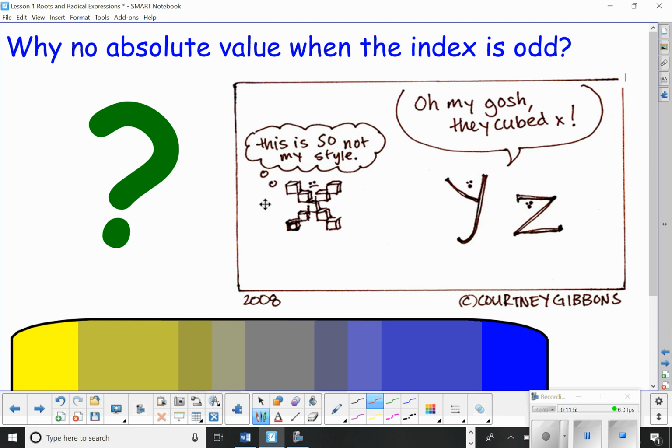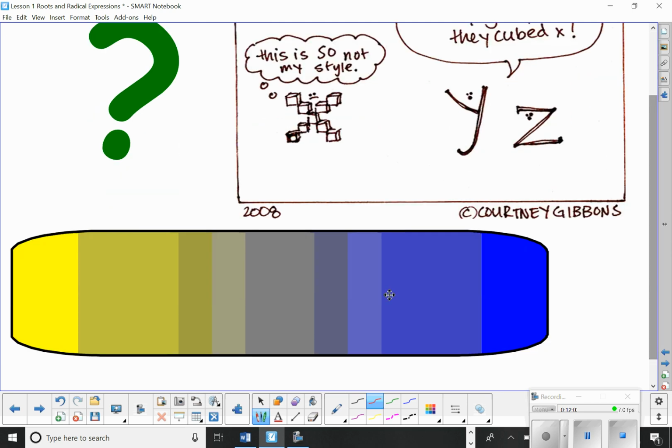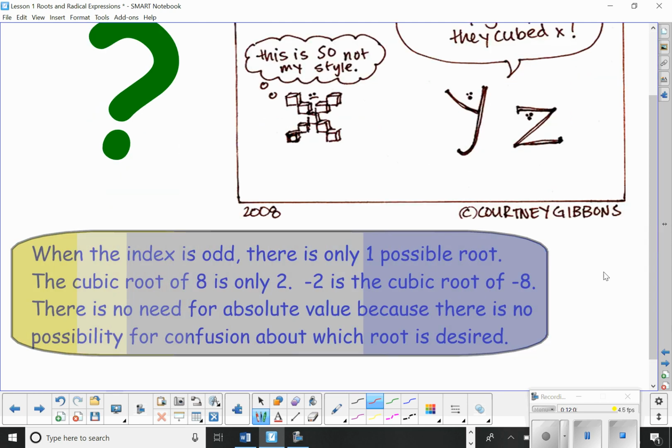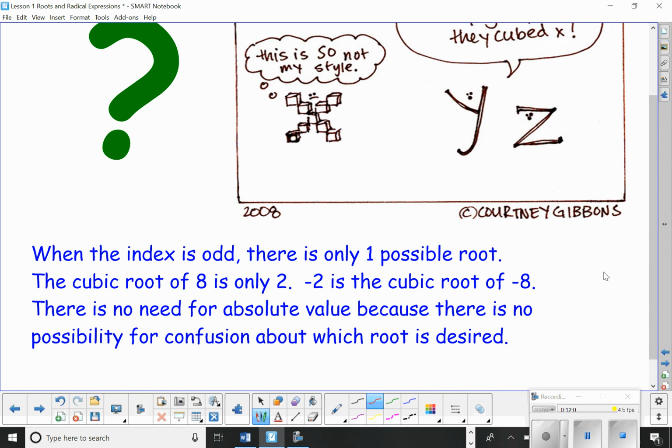Why no absolute value when the index is odd? Well, think about it. When the index is odd, there is only one possible root. The cube root of 8 is only 2. Negative 2 is the cube root of negative 8. There is no need for absolute value because there's no possibility for confusion about which root you want or which root you're given.